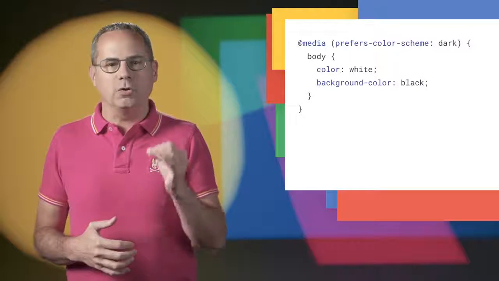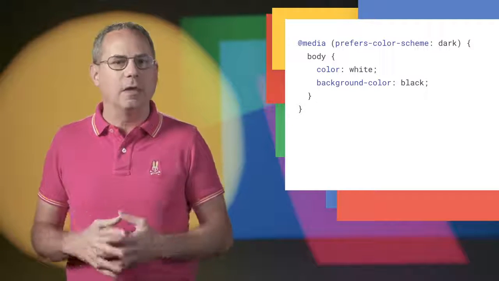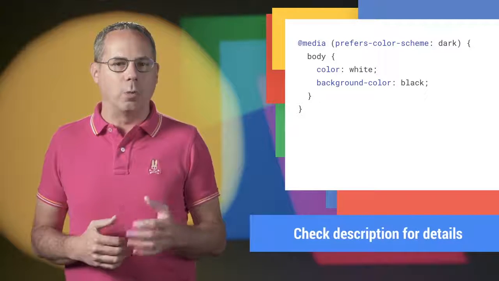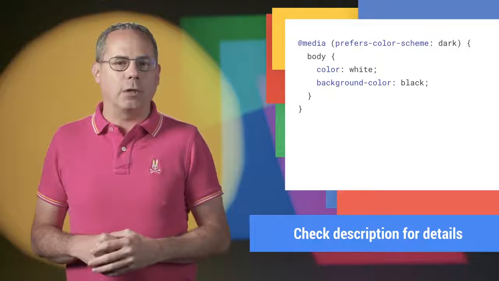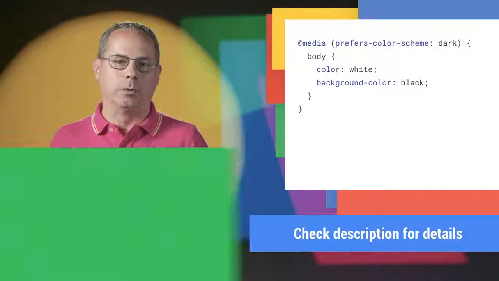Many operating systems now support a dark mode or dark theme. The prefers-color-scheme media query allows you to adjust the look and feel of your site to match the user's preferred mode. Tom has a great article on web.dev with everything you need to know, plus tips for architecting your style sheets to support both a light and a dark mode.